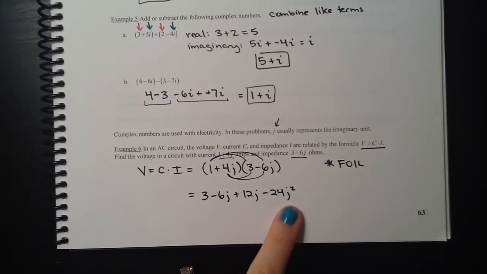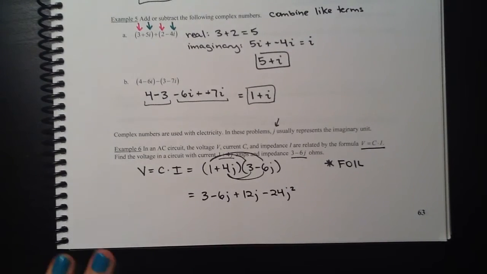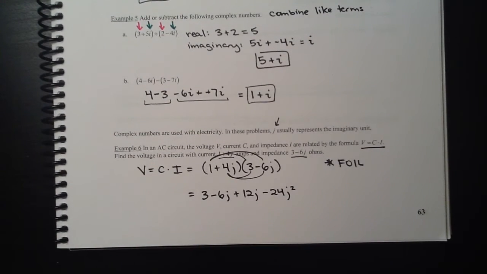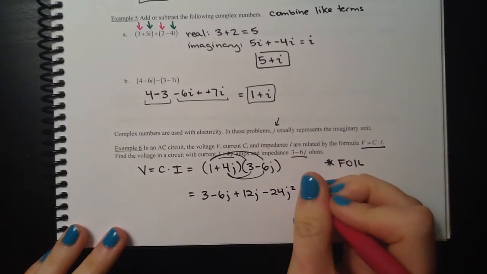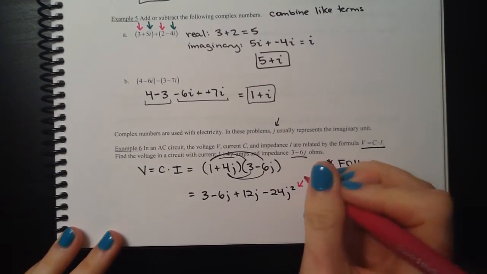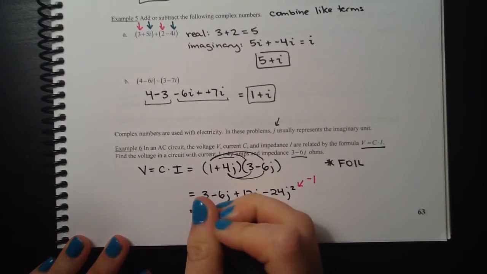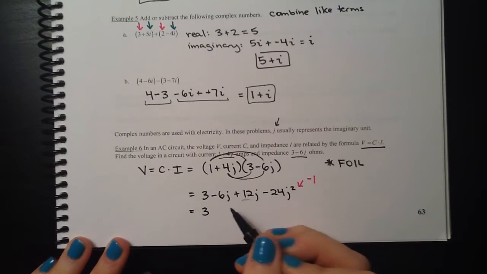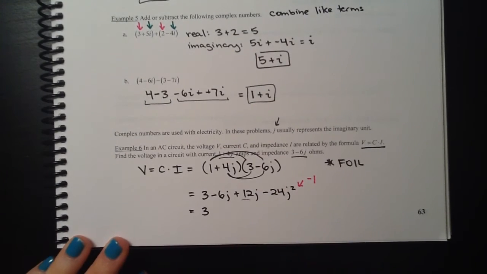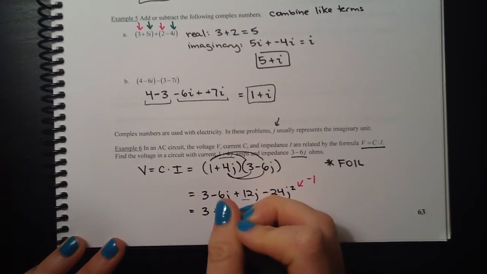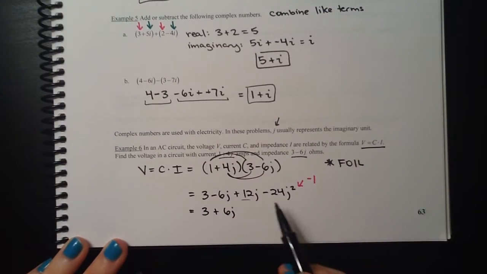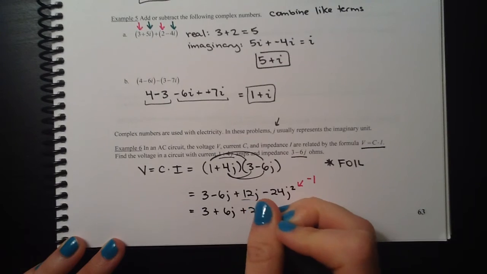Remember I mentioned to you that you never leave a power of i, which means you never leave a power of j. So anytime you see an i squared or j squared, it is automatically equal to a negative 1. Okay, so we're going to replace that. So we've got 3. We can combine these up in the middle because those are like terms. So negative 6j plus 12j would give us a positive 6j. And then this, negative 24 times negative 1 would be positive 24.